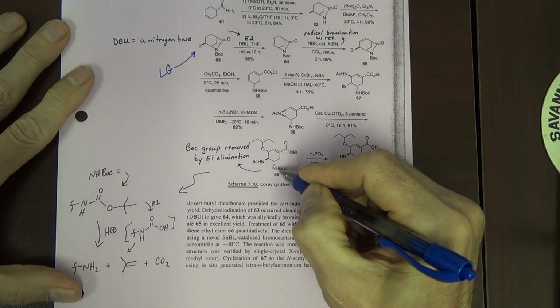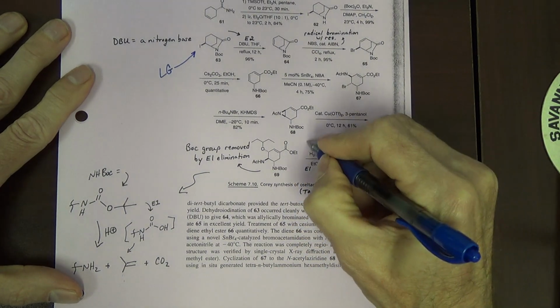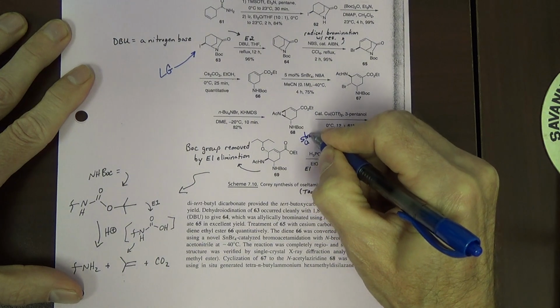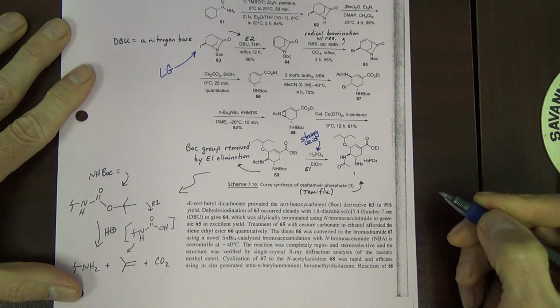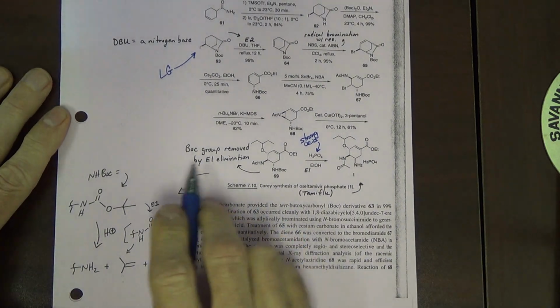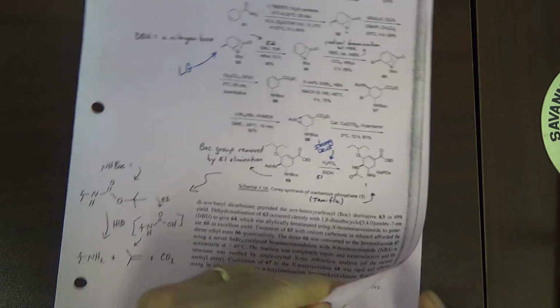And how do you make oxygen a better leaving group? Protonate it with strong acid. That's why the phosphoric acid in this case is used. There are, of course, more details there to understand.